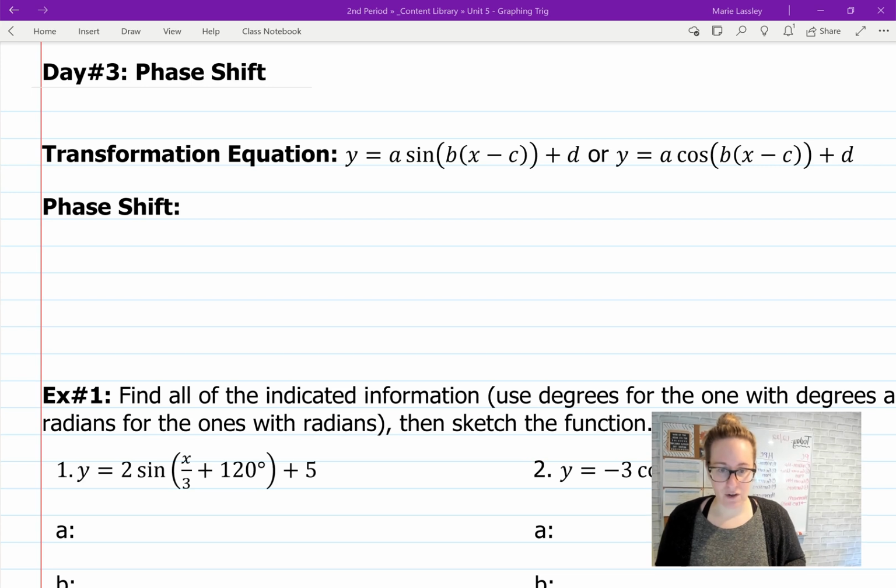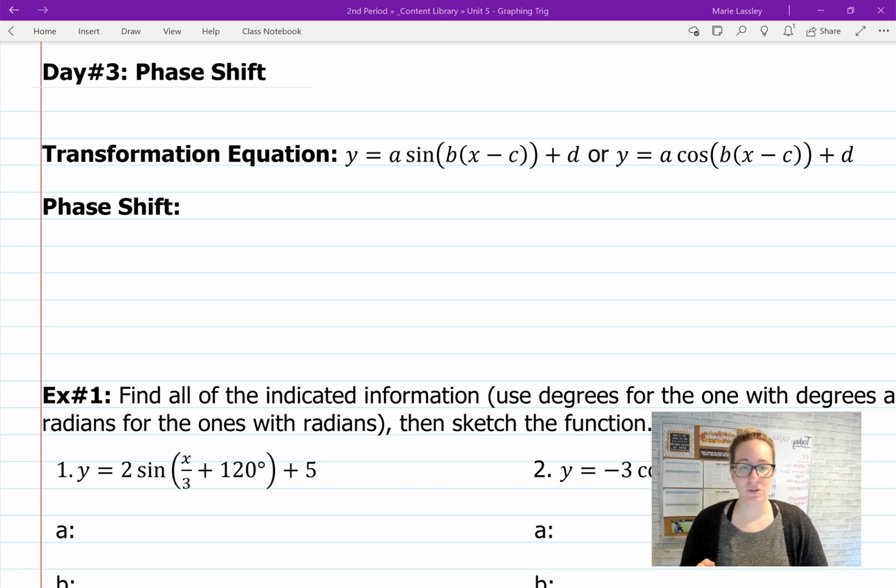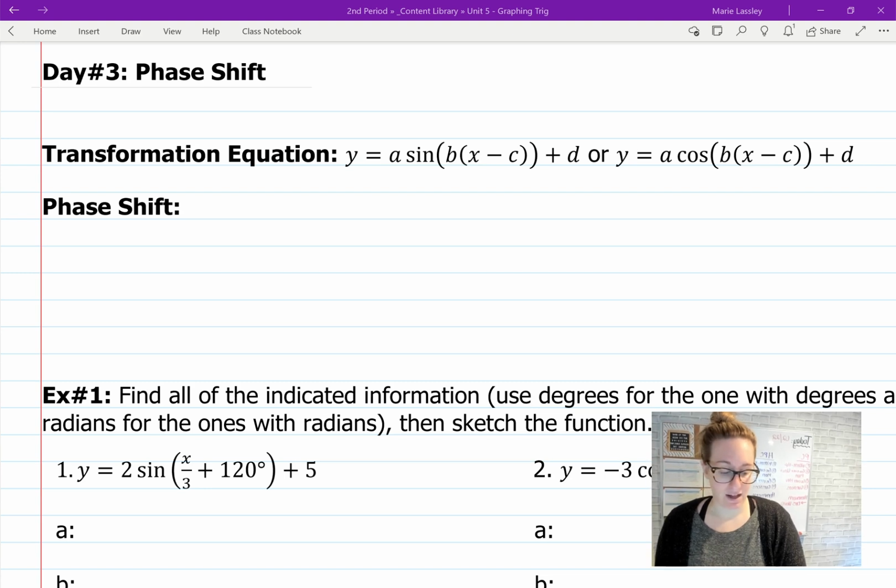First off, we have our transformation equation right here. We've talked about what A is, that's our amplitude. The B value is our frequency, which is how we can figure out the periods for each of our different equations. The D value is our vertical shift, which creates our midline equation, the middle of our graph. So really the only thing we haven't talked about yet is the C value, and this is our phase shift. Right here, this is where we get our phase shift.